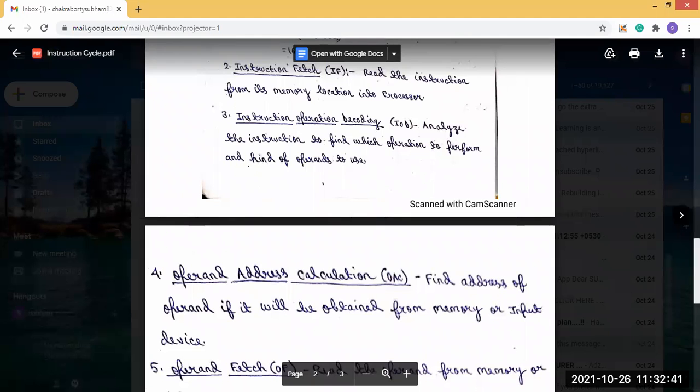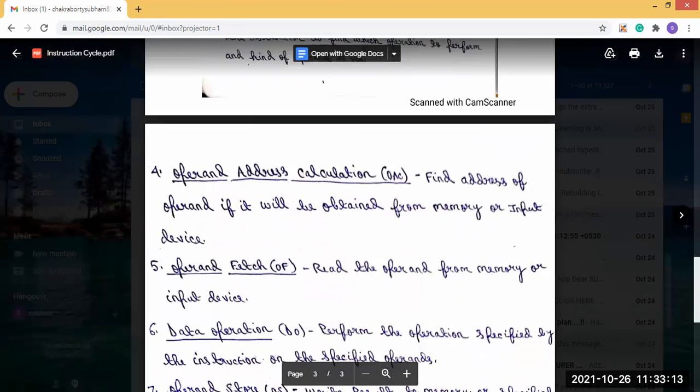That means the memory location in which the operand is stored, its address should be found and calculated. Then next is the operand fetch. If the operand is stored in the memory or input output device, but if it is present in the register, then okay, we don't have to bring it. But if it is stored in the memory or input device, we have to read the operand from the memory or input device. That will be the operand fetch state.